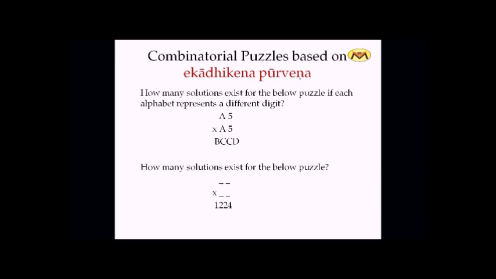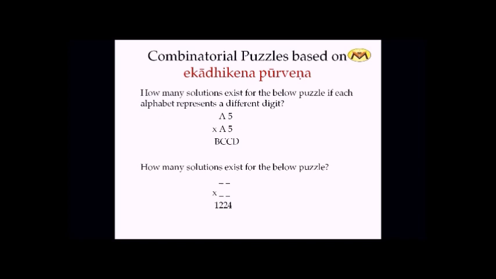So the next one is, how many solutions exist for the below puzzle, that is 1224. So again, surprisingly, this is of the form BCCD, where the middle 2 digits are the same, but it does not fit into A5 times A5.